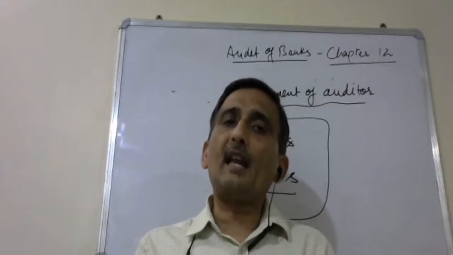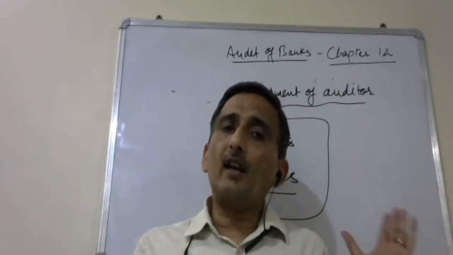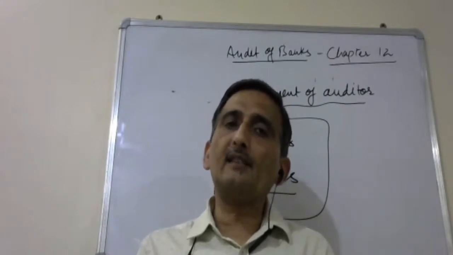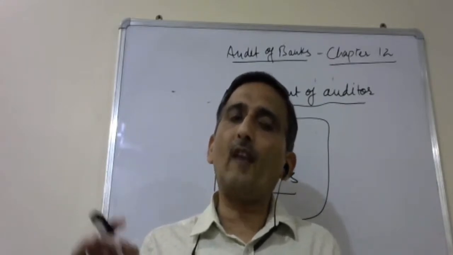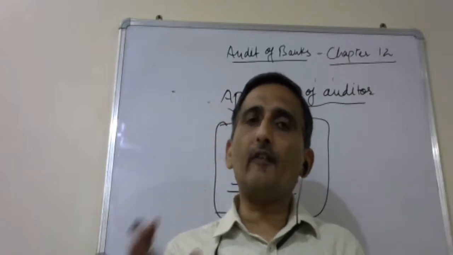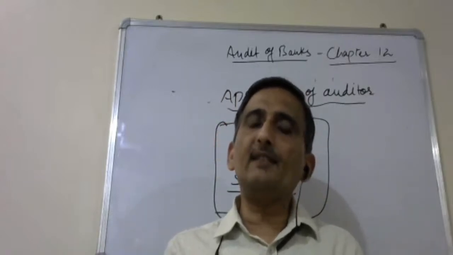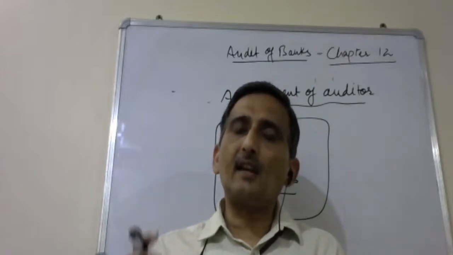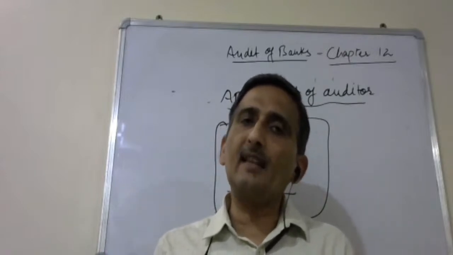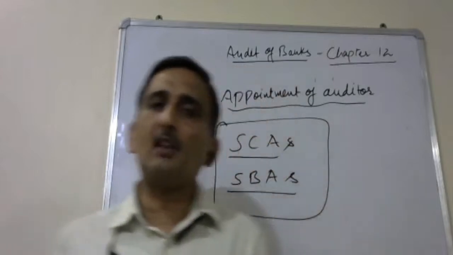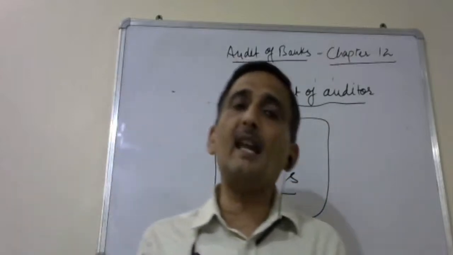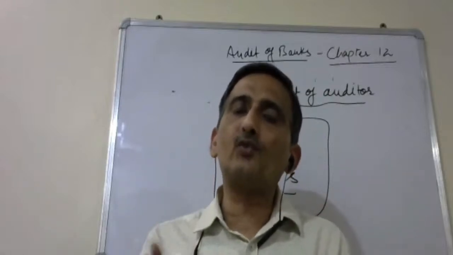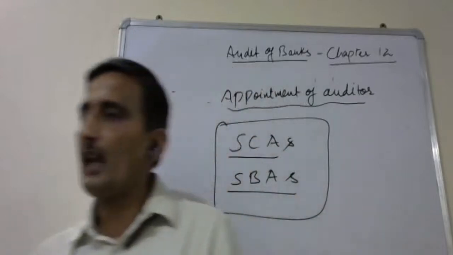So the most important thing which comes out of this is that in case of nationalized banks, the auditor is appointed by the bank acting through its board of directors with permission of RBI. And in case of other banking companies which are not nationalized banks, the auditor is appointed by shareholders at the AGM, also with prior permission of RBI. Permission of RBI is necessary in both the cases. That is the most important thing to remember. Okay.